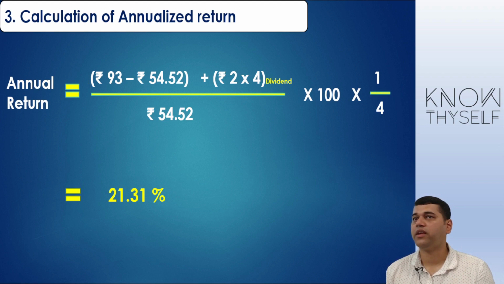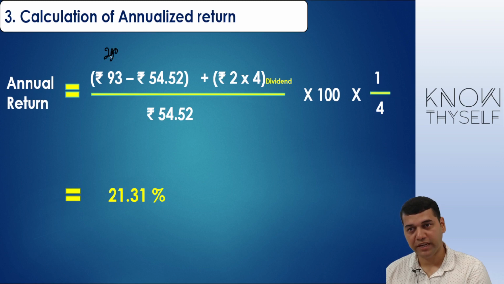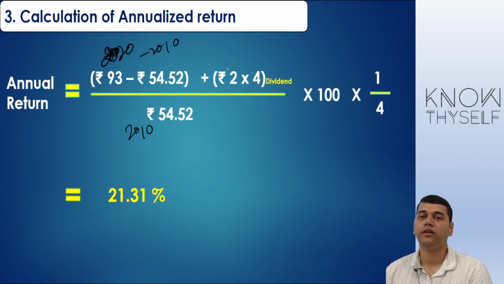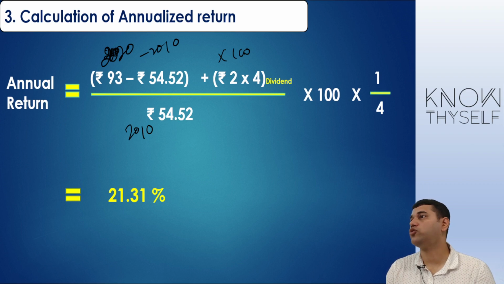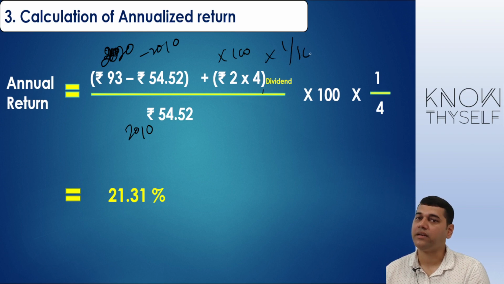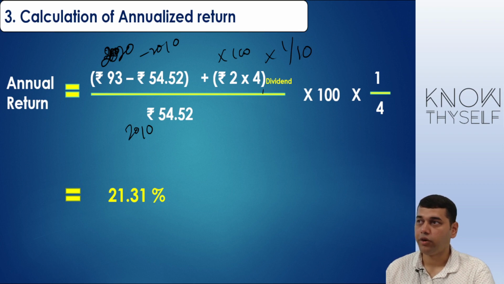They say the share price has given 1000% return over a period of 10 years. That is nothing but 2020 value minus 2010 value divided by 2010 value into 100. It says that this share price has given you 1000% return over 10 years. How much per year has it given me? Into 1 by 10. Clear? Easy, right? Return. That's it.